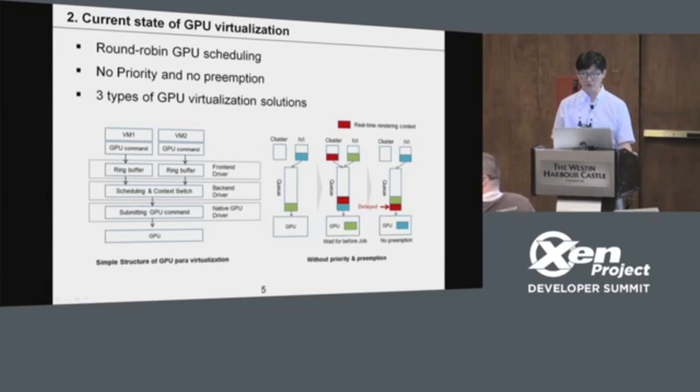The right diagram shows that the red GPU context for real-time rendering can be delayed by scheduling in order without priority and period. The red GPU context should wait in a queue and can be submitted only after all previous contexts are finished. And there are three types of GPU virtualization solutions. Let's move to the next slide.